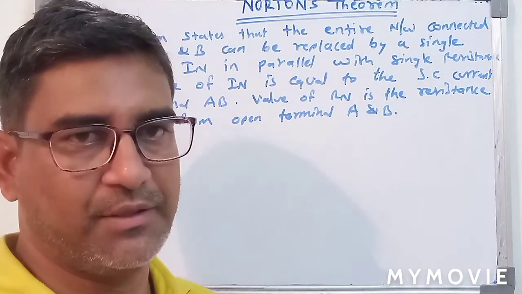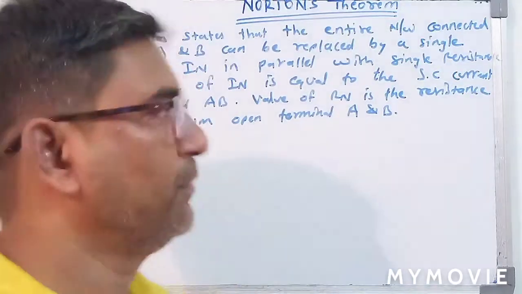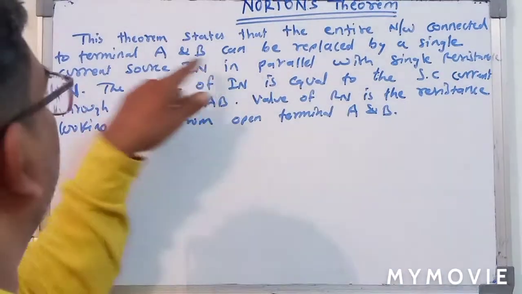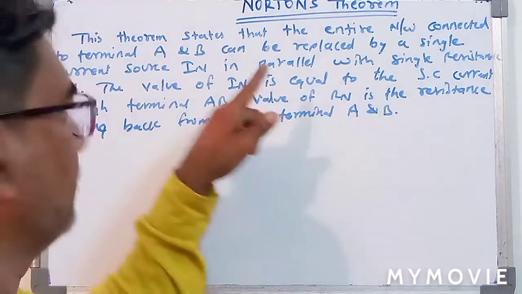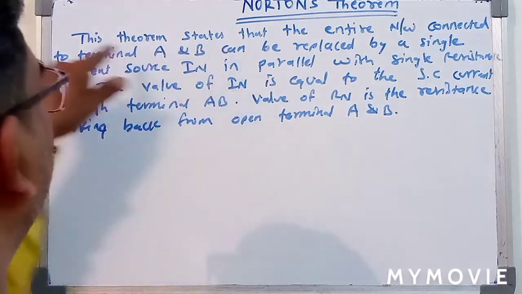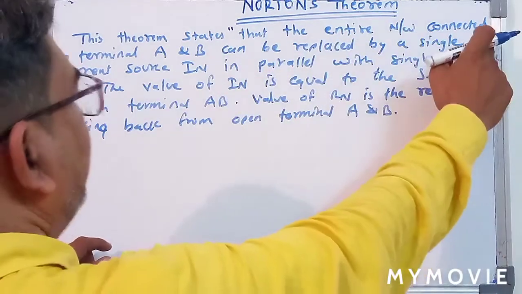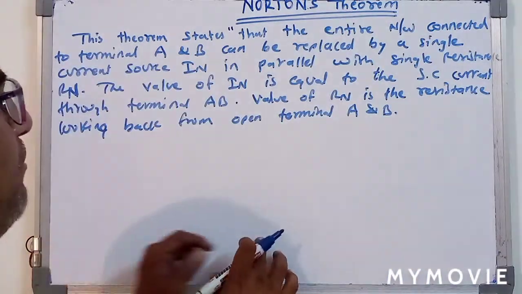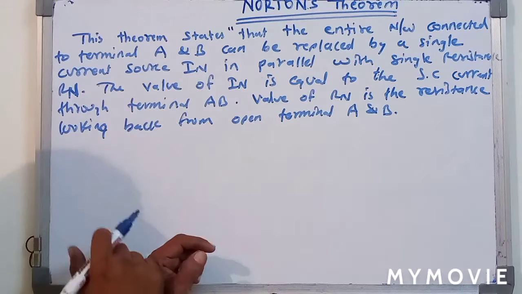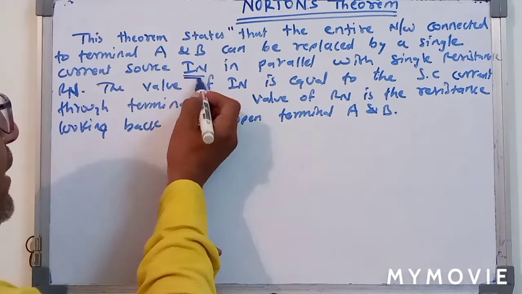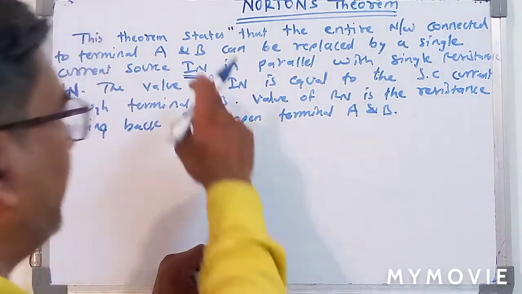Our next topic is Norton's theorem. In this Norton's theorem, first we have to study the statement. This theorem states that the entire network connected to the terminals A and B can be replaced by a single current source, that is IN. Okay students, it is very much important.